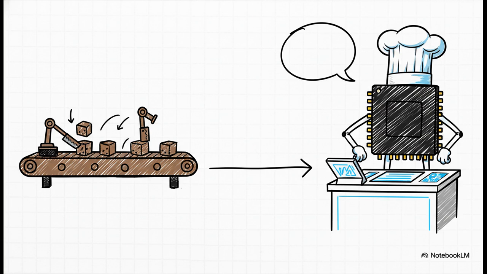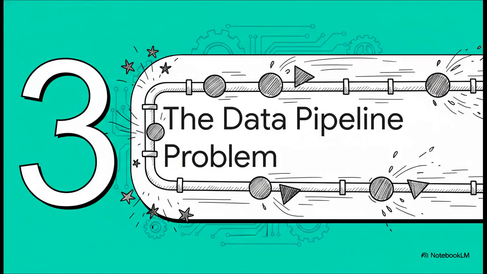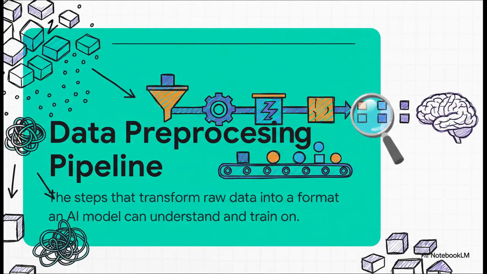And if it takes that team 10 minutes just to chop the vegetables and bring them over, who cares how fast the chef is? The entire kitchen grinds to a halt, waiting for ingredients. So let's talk about the prep team. Let's dig into this data pipeline problem, because this is where the real massive speed gains are hiding in plain sight. So what exactly is this data pipeline we keep talking about?